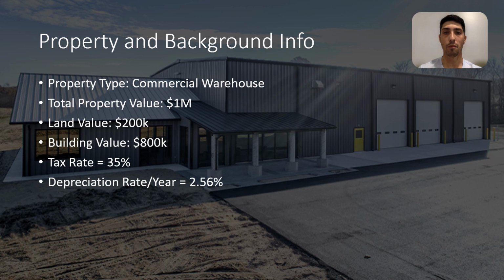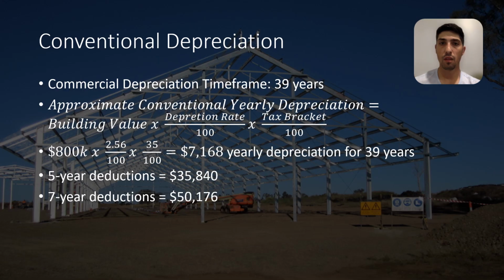The last background number we need is the 2.56% depreciation rate. The 2.56% multiplied by 39 years is what gets us up to a 100% depreciation. So that's why that rate is used. Now let's use this information to check out how a conventional depreciation can work for this particular example.